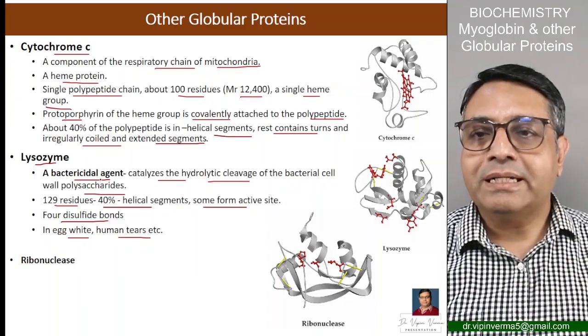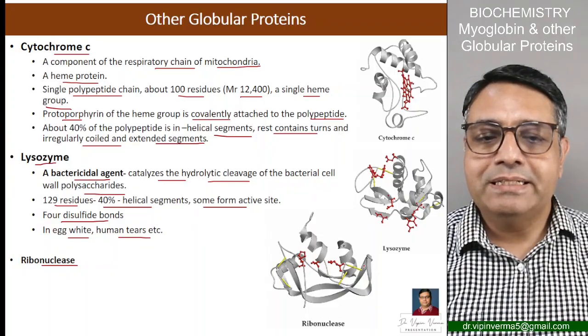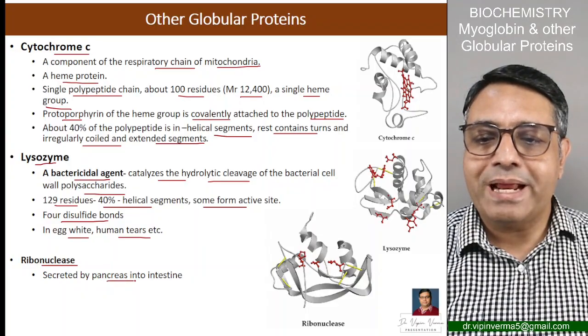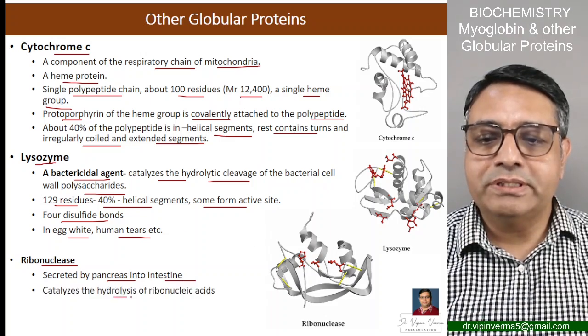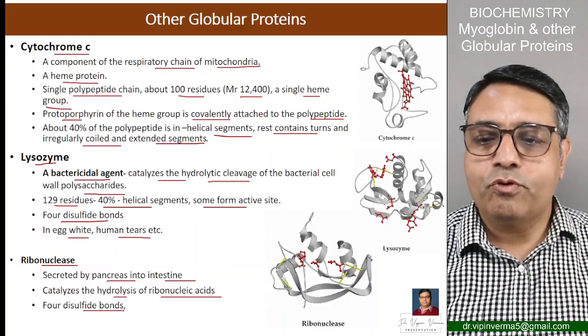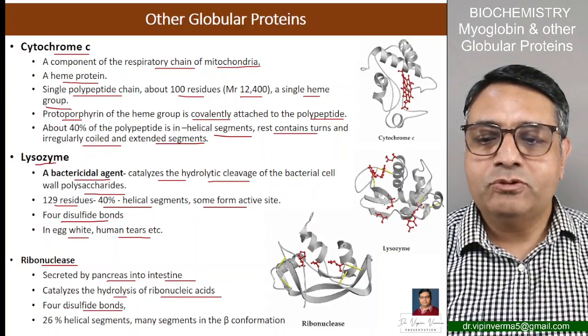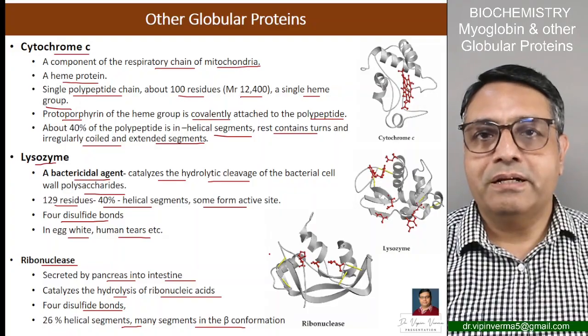Okay, now the third globular protein is ribonuclease, and this ribonuclease is secreted by the pancreas into the intestine, and it catalyzes the hydrolysis of ribonucleic acids or RNA, and again it has 4 disulfide bonds, and 26% of residues are in helical segments, and many segments are in the beta conformation.